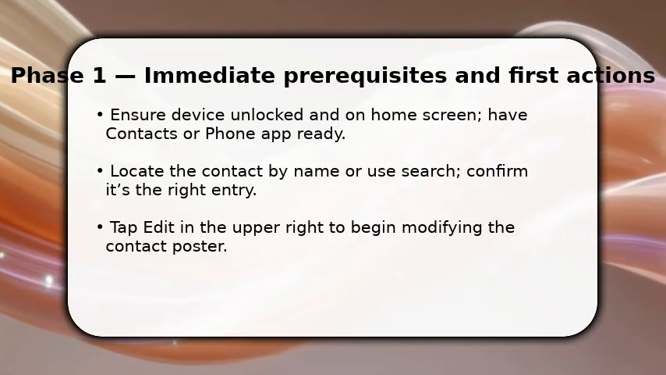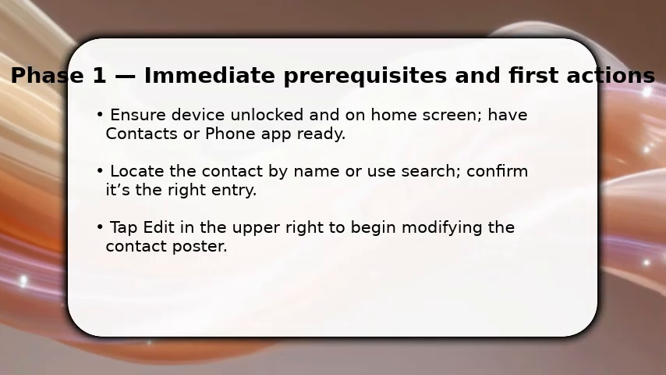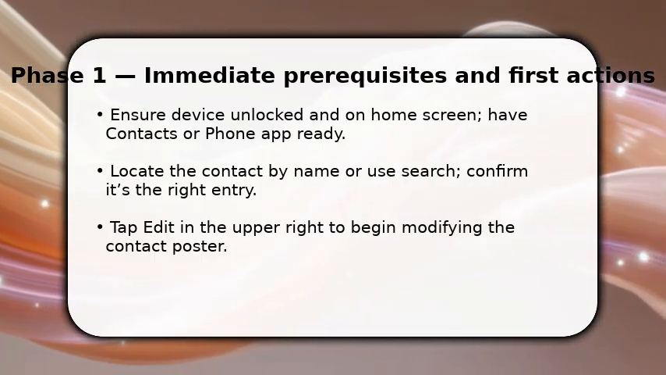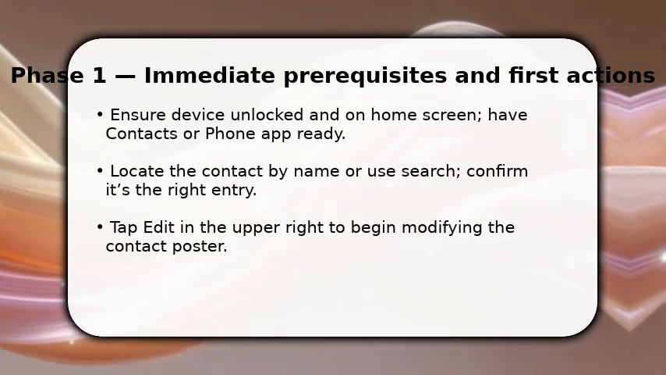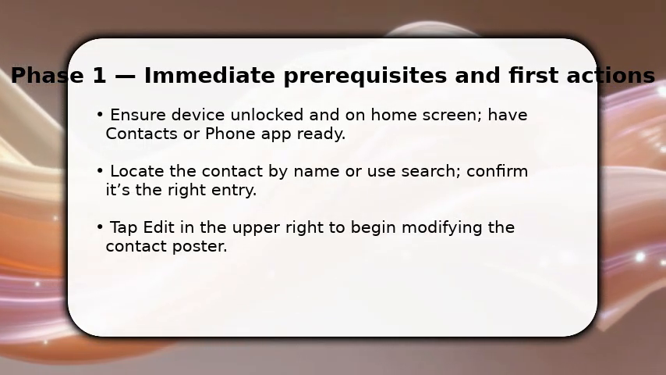You're starting right away. Unlock your device and open Contacts or Phone so you can act. Find the contact by typing their name in search, then tap the entry to view details. Make sure it's the correct person.